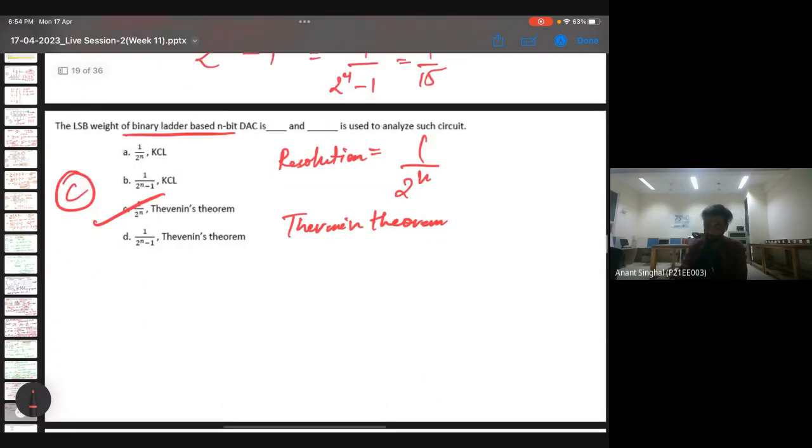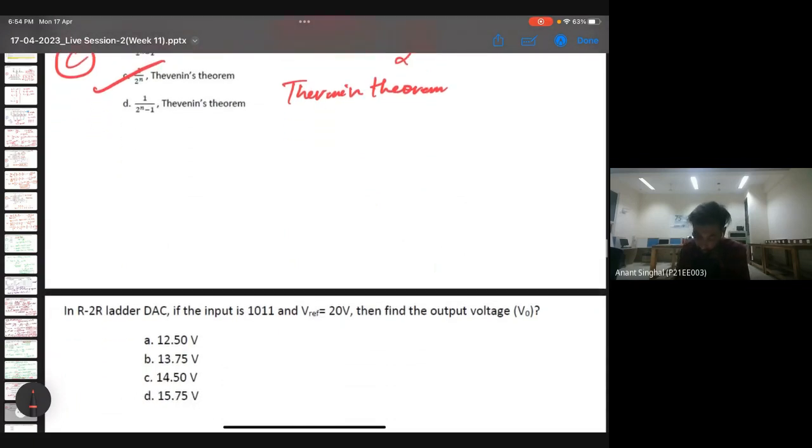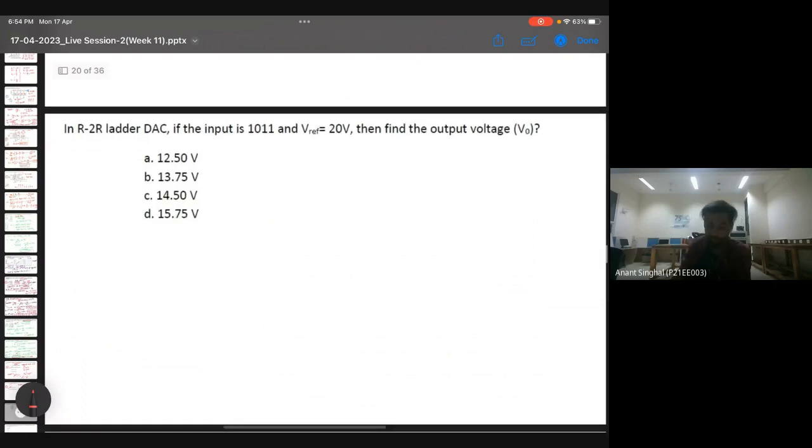So these were the theoretical questions. So we'll now do some of the numerical problems of the same. So we can do this problem. It is given there is a R2R ladder network, and the input is given as 1011, which is in binary.